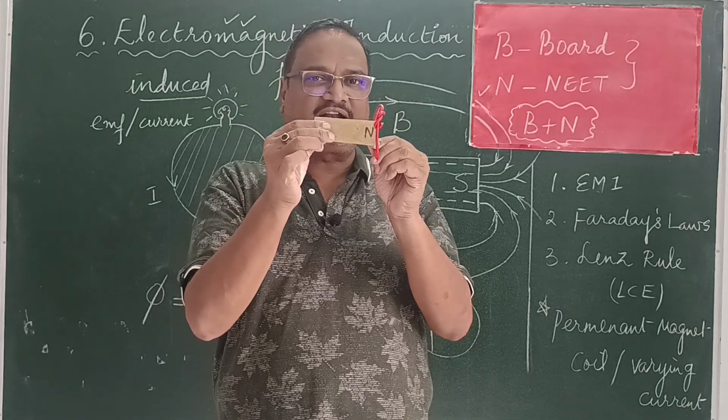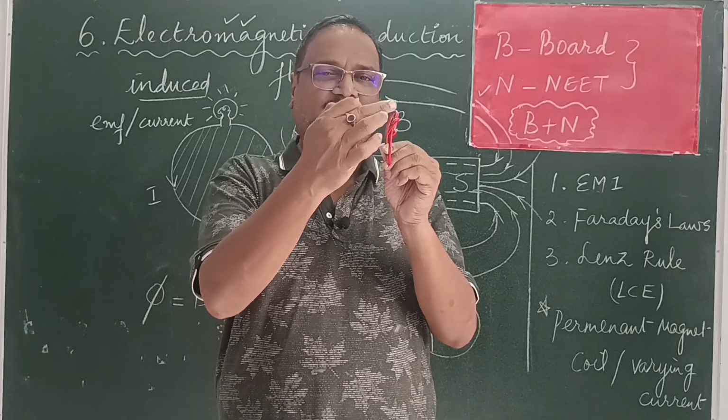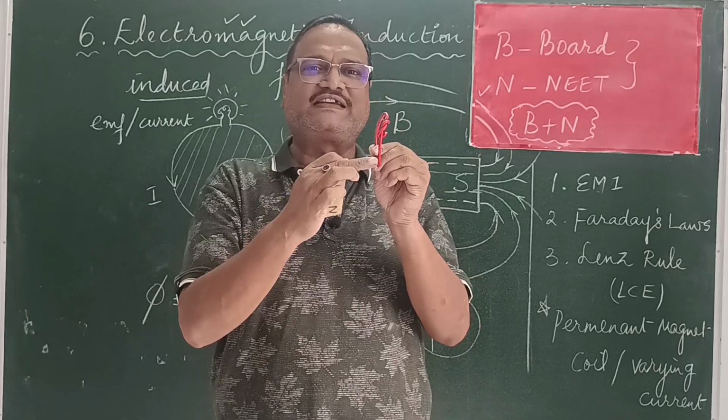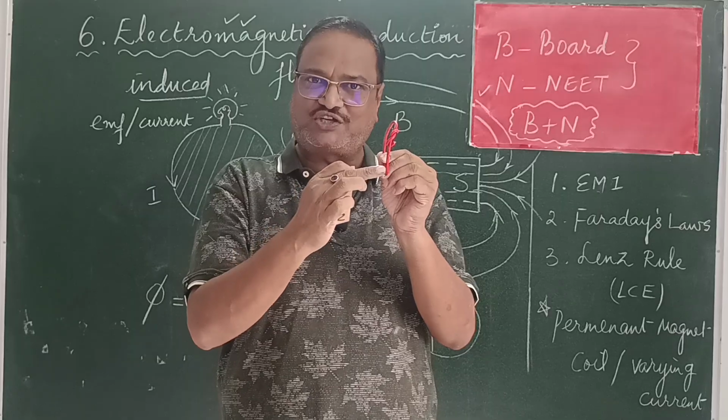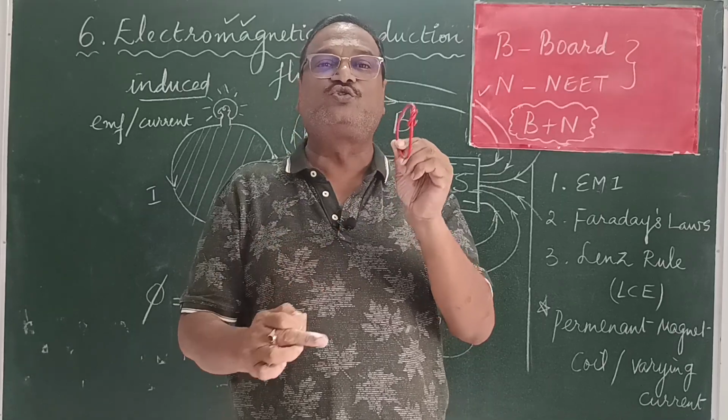When I do that, as I do that, the magnetic flux is changing and the bulb will glow. That means EMF is induced and current is induced. The induced current is flowing through the coil.